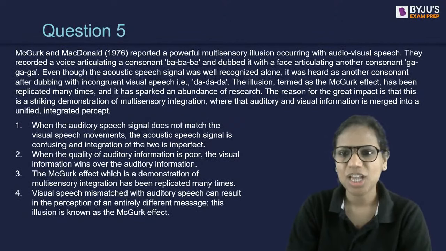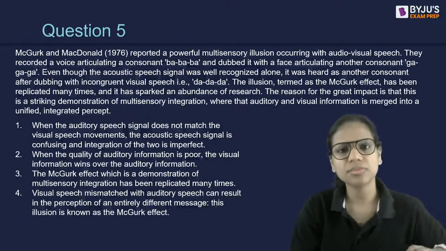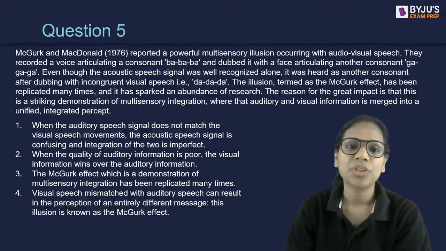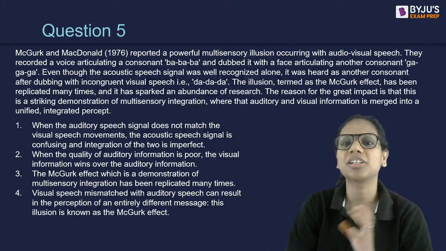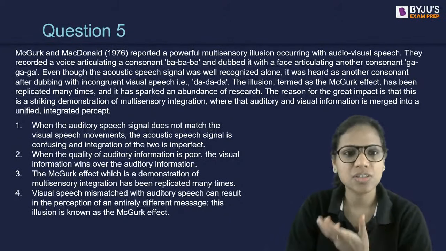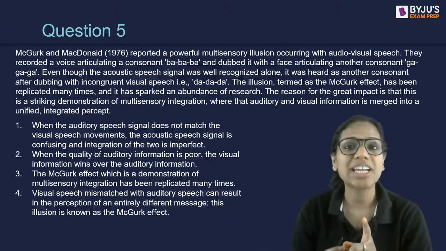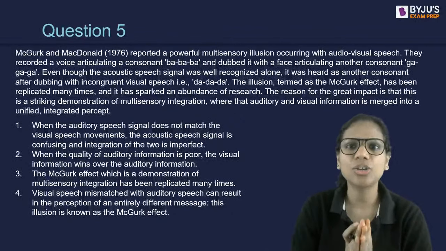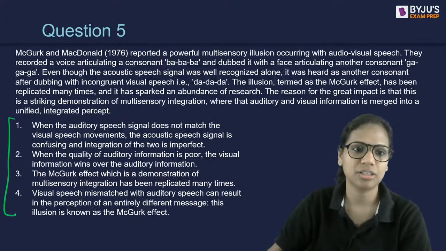Easy, right? Now, the thing is that in this question, if I overanalyze it, I'll realize that this paragraph is not just about the definition of the McGurk effect, but also the fact that it has sparked an abundance of research, that what is the reason for its great impact, right? However, as I said, understand the paragraph, but then eliminate. Then your job is to eliminate. You have to find the most appropriate answer of the given lot, right?